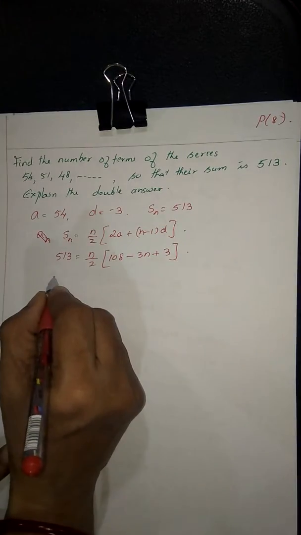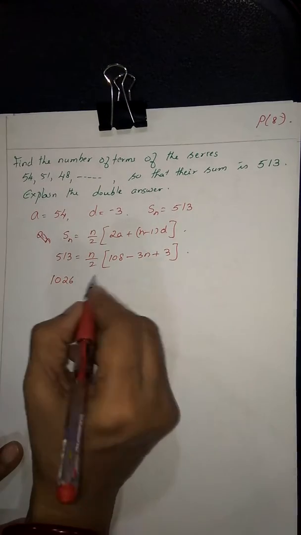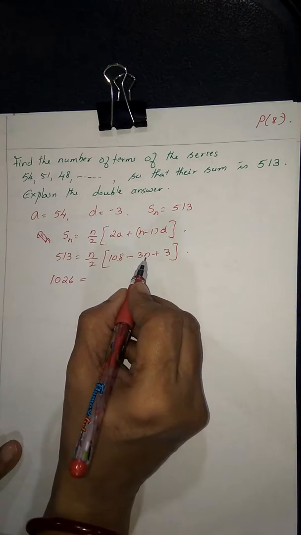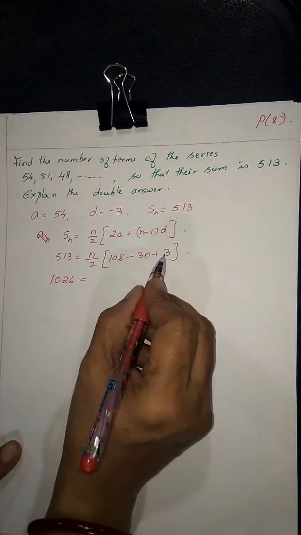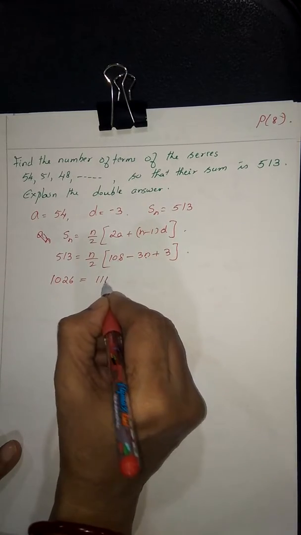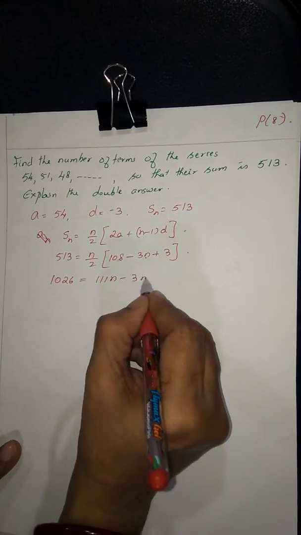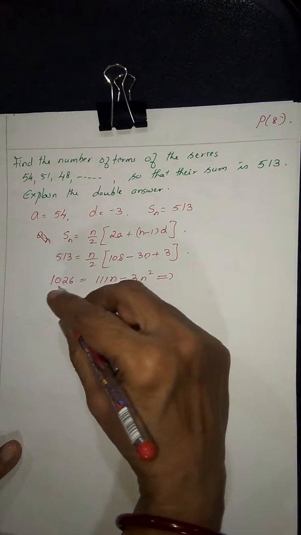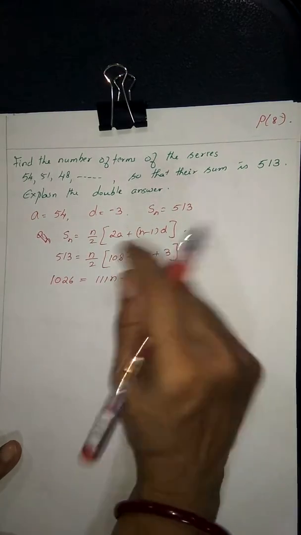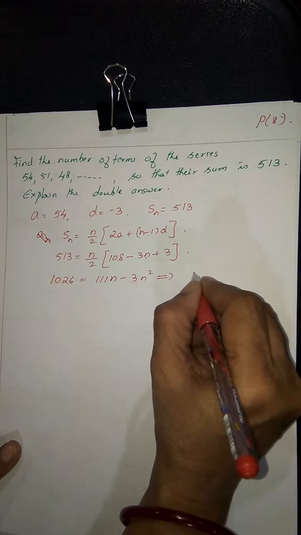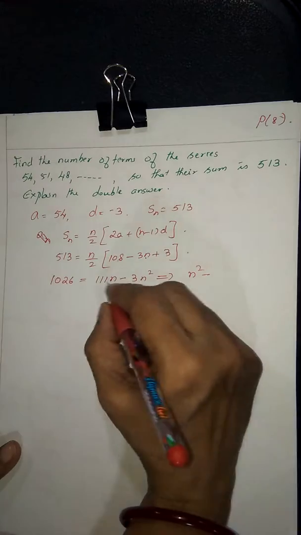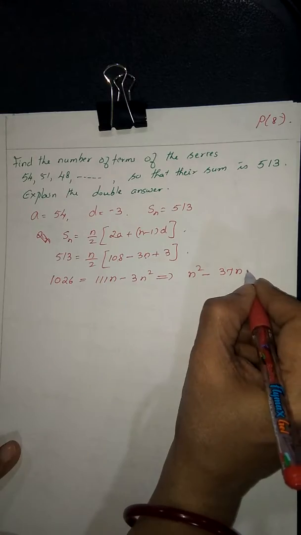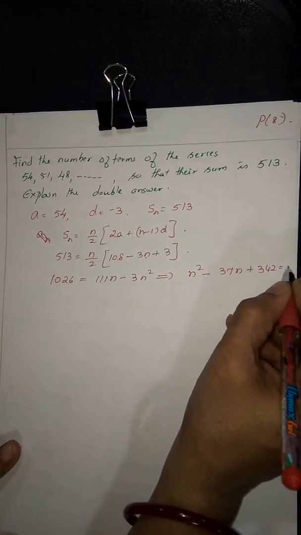So this is 1026 is equal to 108n minus 3n. 108 minus 3 is 111. So 111n minus 3n squared. So from this you can divide throughout by 3 and also bring it to one side. So you get n squared minus 37n plus 342 is equal to 0.